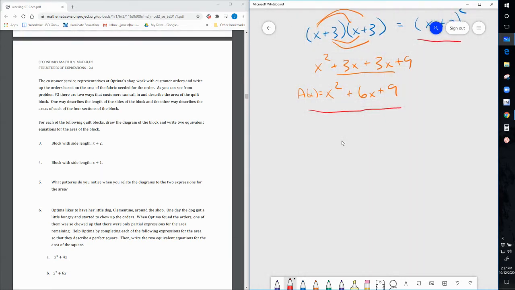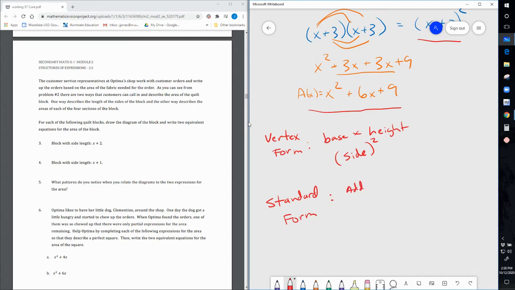Go ahead and write this in your notes really quick, okay? Your vertex form, whenever you're looking at these blocks, that one's going to be base times height. But specifically, it's going to be your side length squared. Okay, so that's what vertex form is. Standard form is the sum of all the shapes on the inside. So add all areas of shapes, right? So we just added the big block, the small blocks, and the rectangles, and that's how we got each form, right?